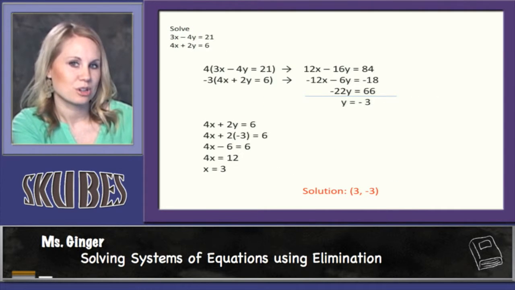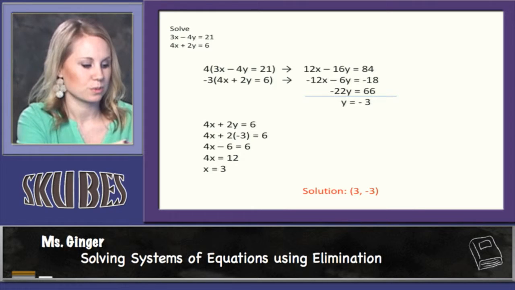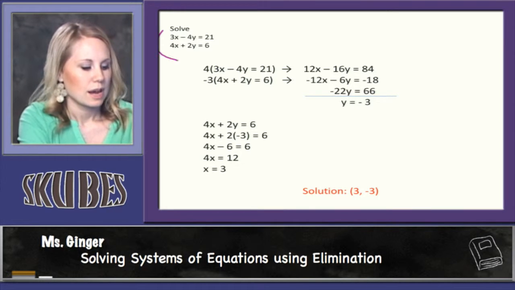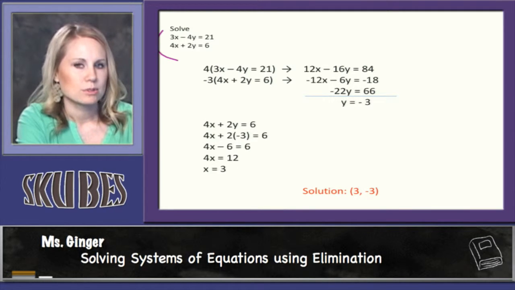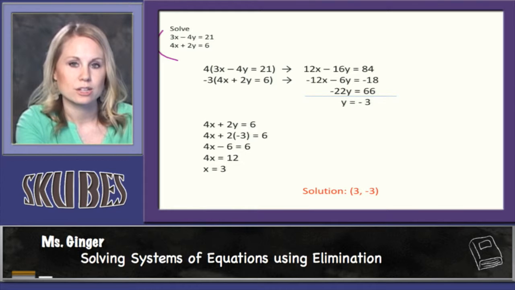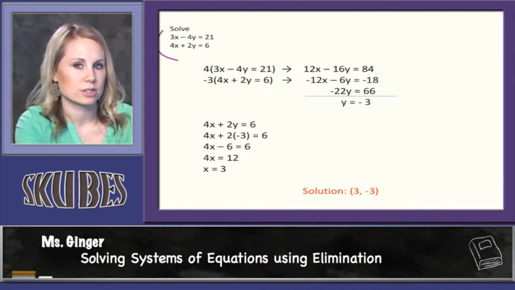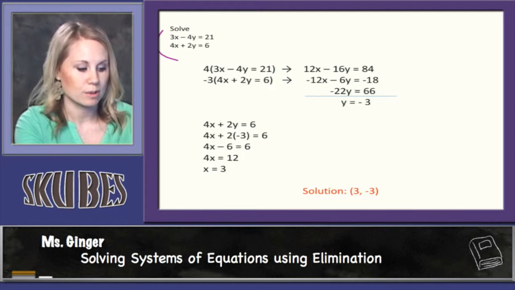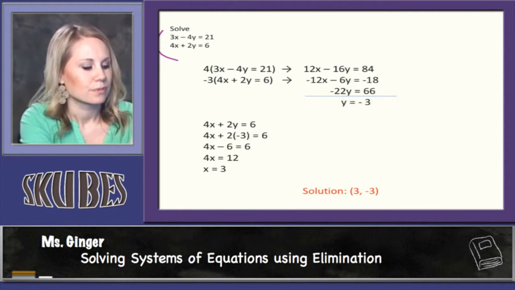Alright, I have another one to show you. Just going to sort of walk you through this one. Another system. I want to let you know that sometimes you're going to have to use multiplication on both of your equations when you're using elimination. You will have to multiply both equations by some number to create a situation where you have one variable that is the same number, opposite signs.